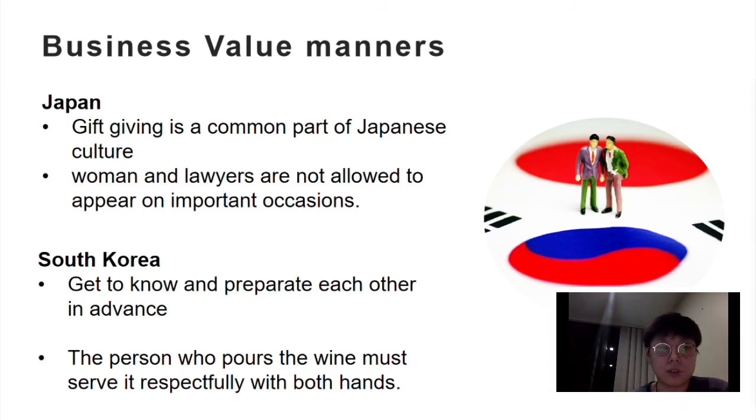Women and lawyers are not allowed to appear on important occasions because Japanese think women and lawyers could not be trusted. Moreover, in South Korea, people more likely go to barbecue, have lunch, and then go to KTV after work. And the person who pours the wine must serve respectfully with both hands.